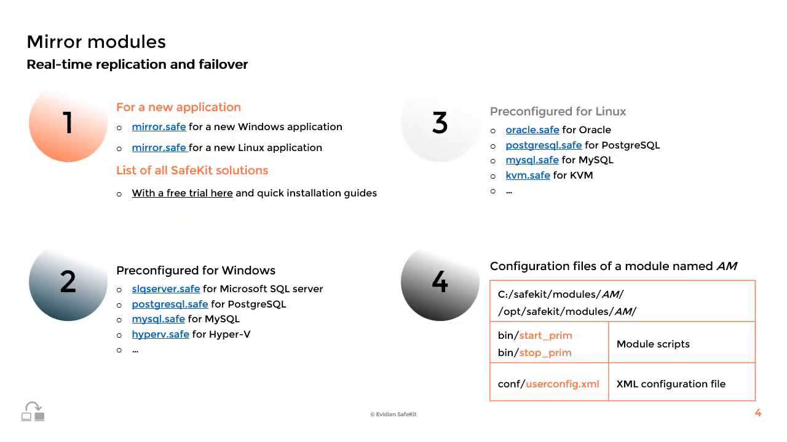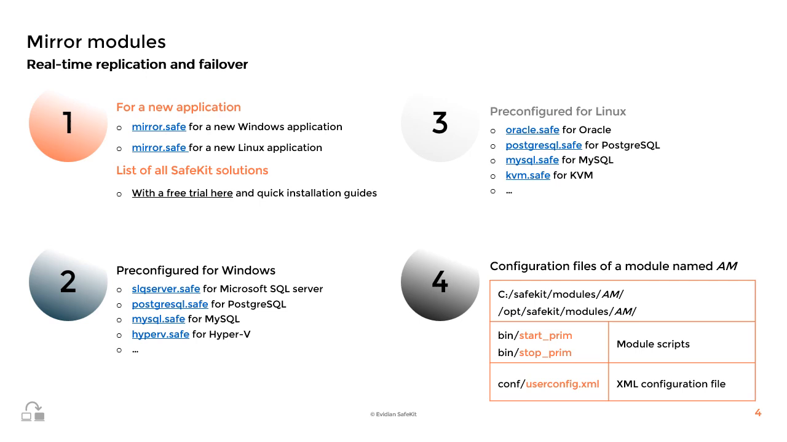Let's present to you the various solutions that you can implement with a mirror module. Firstly, for a new application on Windows or Linux, you can utilize the mirror.safe module. We offer a comprehensive list of SafeKit solutions on the Avidian website, all available with a free trial and a quick installation guide. Secondly, our pre-configured solutions for Windows include SQL Server.safe for Microsoft SQL Server, PostgreSQL.safe for PostgreSQL, MySQL.safe for MySQL, Hyper-V.safe for Hyper-V, and more.